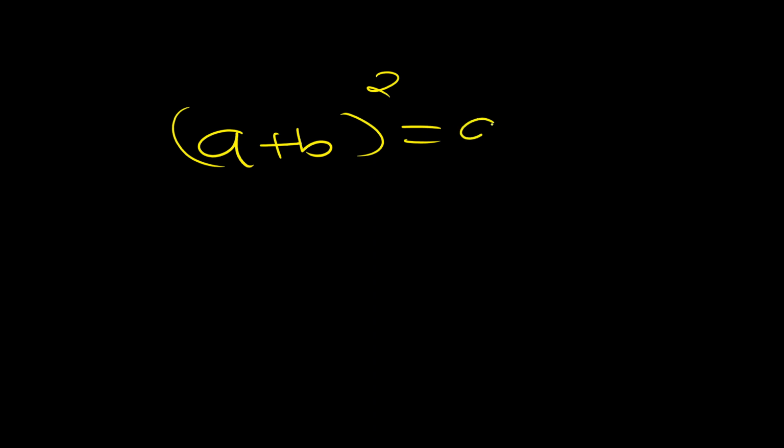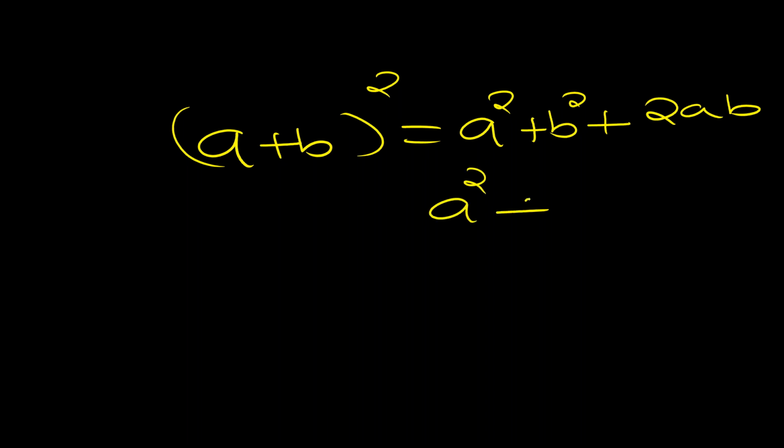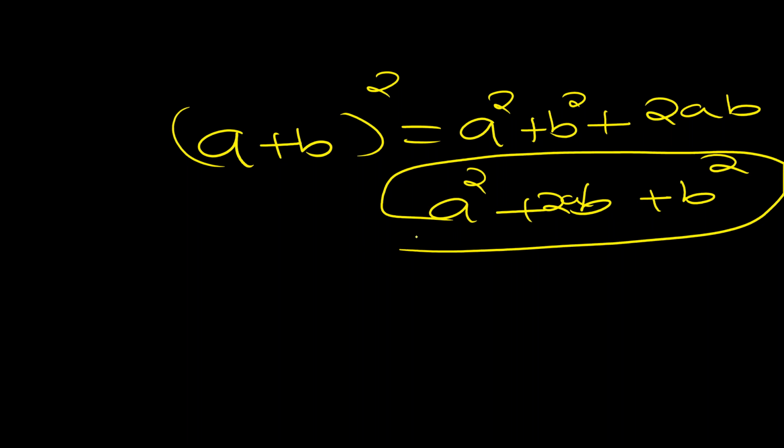Okay, see here. So (a plus b) the whole square, I'll be writing this easily as a square plus b square plus 2ab. Or if you write in this format, a square plus 2ab plus b square. So this is how you will be writing this. But we are just going to modify this formula into a different order. That's it. We are going to modify this and find the answer.